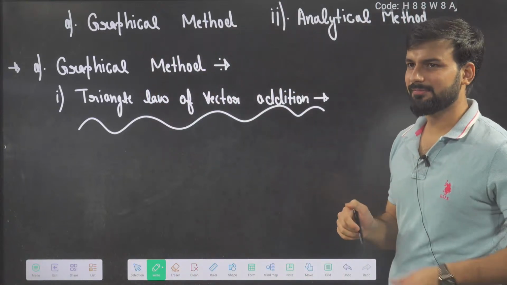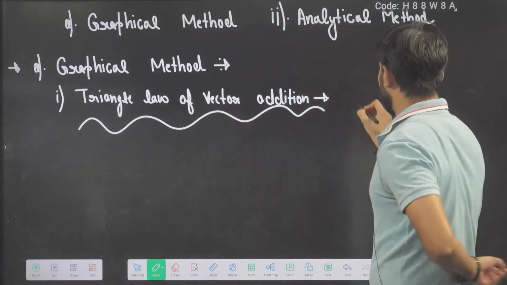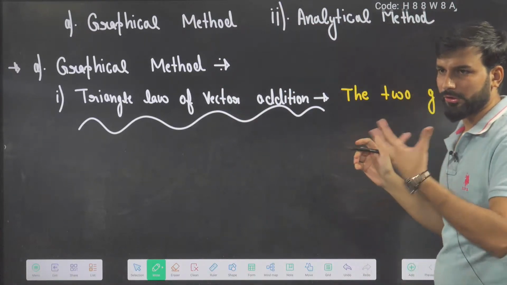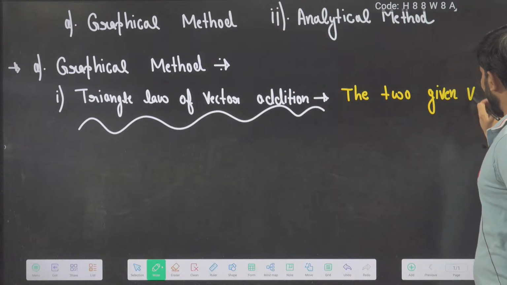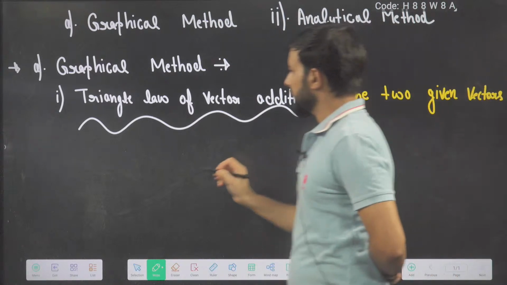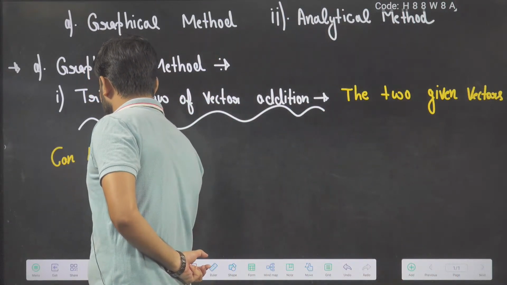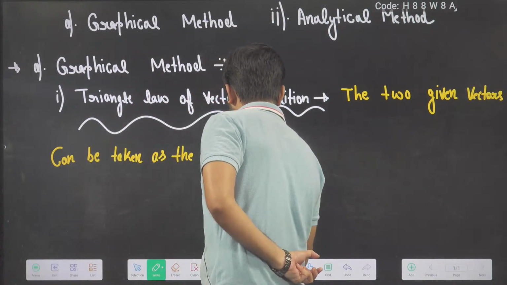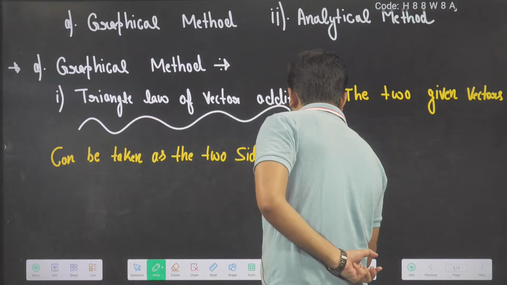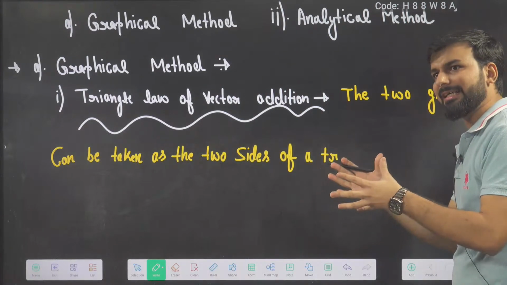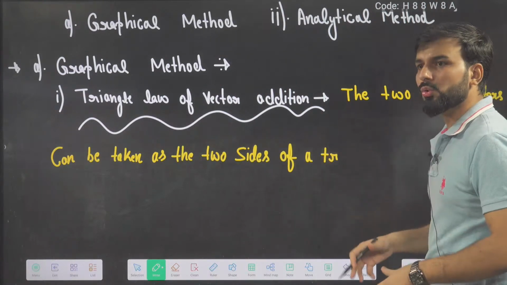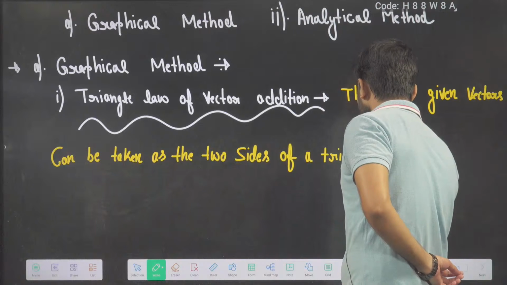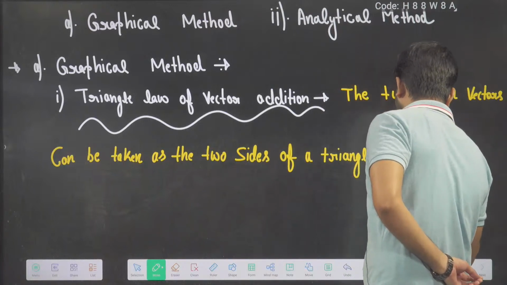Okay, so I'll write the definition. In the triangle law of vector addition, the two given vectors that we are going to add can be taken as the two sides of a triangle, taken in the same order. This is a very important line.